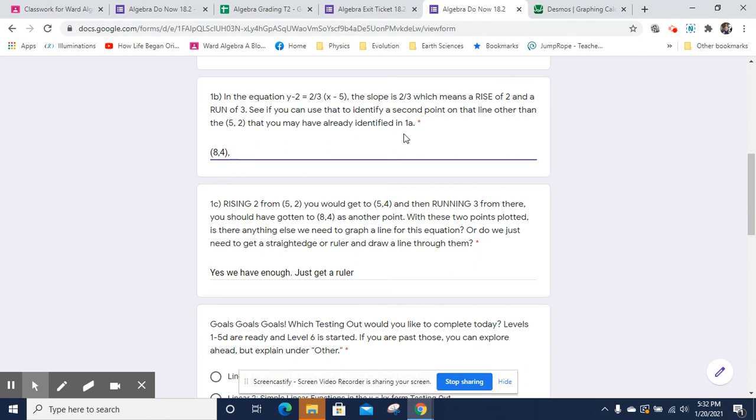And I could have also done (5, 2), and I could have done minus 2 and minus 3. So that would end up at 0 for the y value, which means we're on the x-axis, and 2 for the x value. So there's just a couple points, and there are plenty others that you could map using the slope.